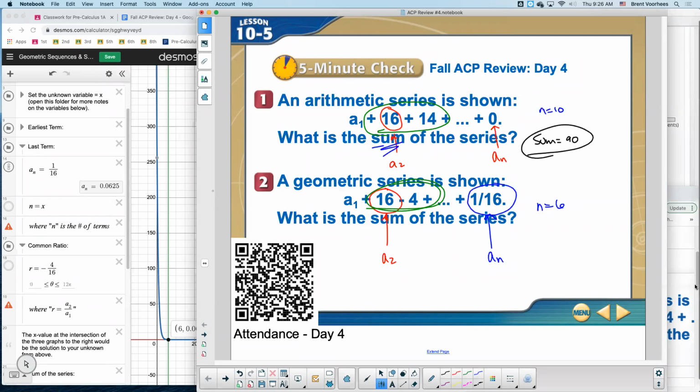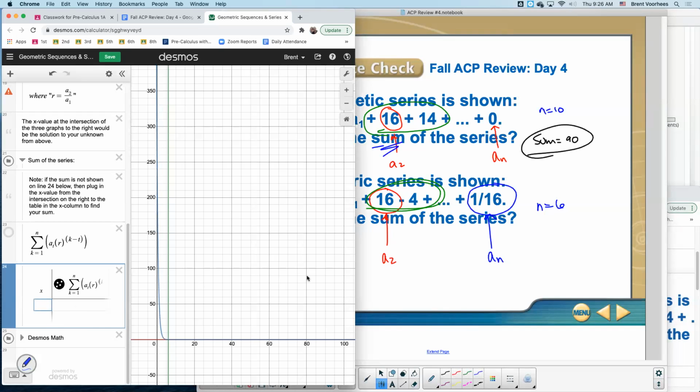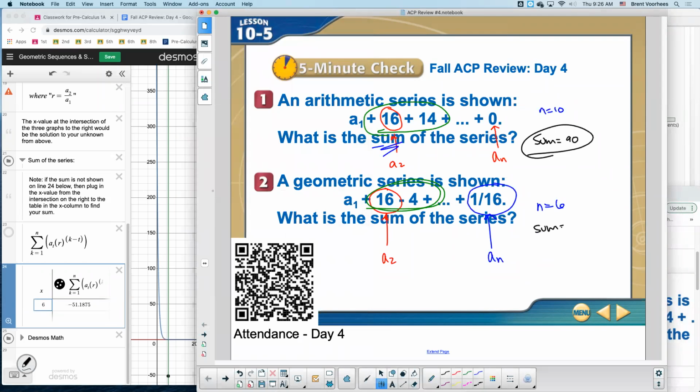On this problem we had n of 6, but it doesn't want to know how many terms there are, it wants to know the sum. And so what you would do, if you need to find the sum, is you go down here, and if it's not showing them to you, it says here, enter the x value right there. And so I put that 6. The same value as 6, I put it right here. When we put 6, it shows us our sum. The sum would equal -51.1875. And those would be our solutions.